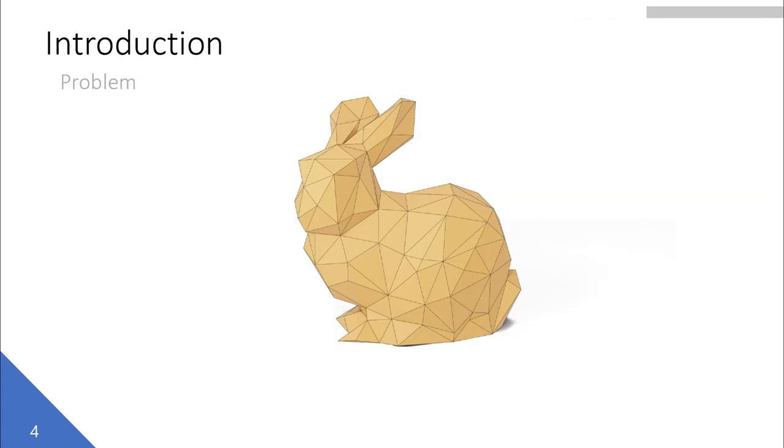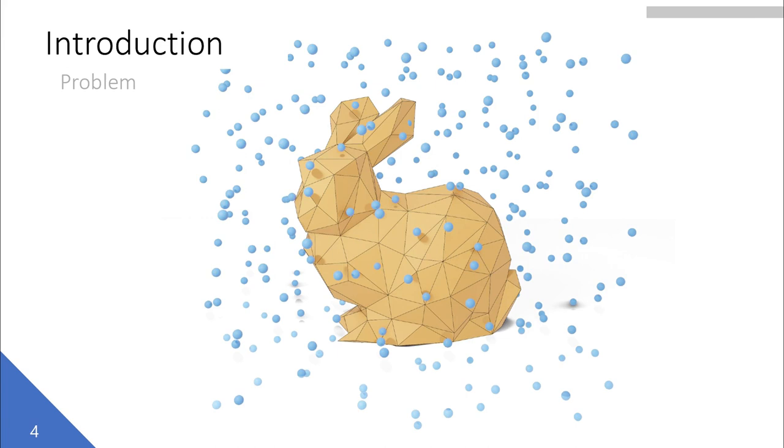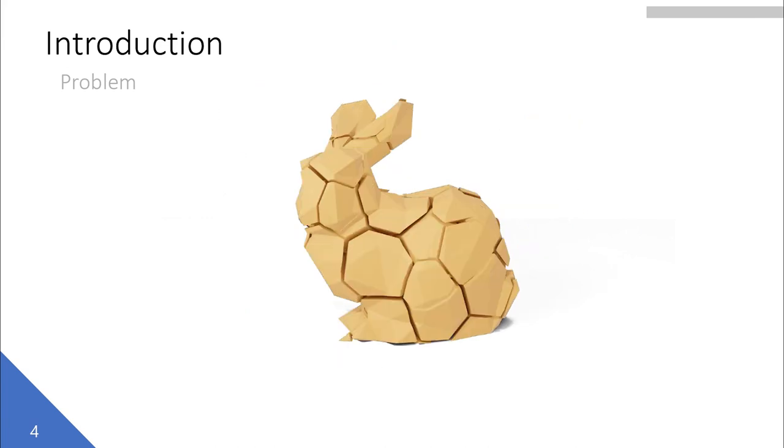So the problem here is that we have a domain, like this bunny, enclosed by a triangulated mesh, and we have a set of points represented by these blue dots. What we want to do is to quickly evaluate integrals over the Voronoi or power diagram restricted to the bunny.